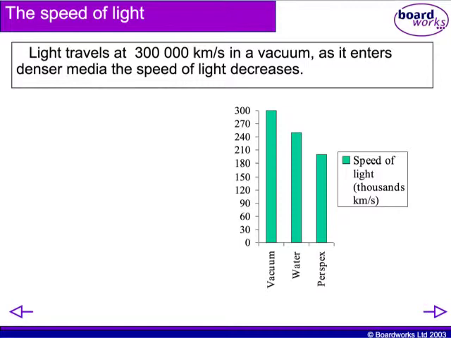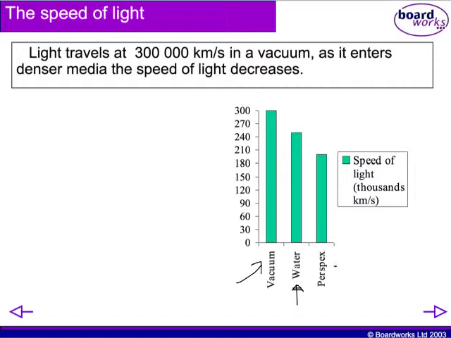So light, as you'll remember, travels at a speed of 300,000 kilometers per second in a vacuum. As it enters a more dense medium, the speed of light will decrease. So here we've got the vacuum. Here we've got water. Now, if you think about a vacuum, there are no particles in there. If you think about water, it has a lot more. Well, it has particles, although they're not that dense. Denser than air, but not as dense as a solid.